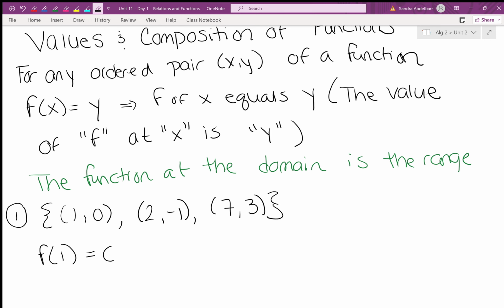All right, what about f of 7? What is f of 7? Not this side of the room, this side of the room. What's f of 7? 3. This is saying, in my relation, when my x coordinate is 7, what is my corresponding y coordinate? It is 3. All right, let's step it up just a bit.